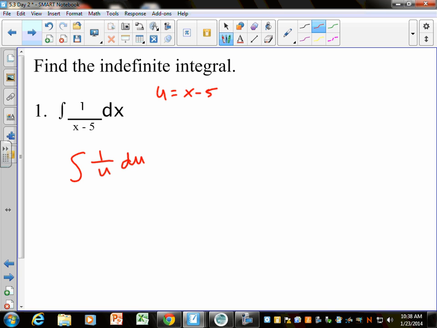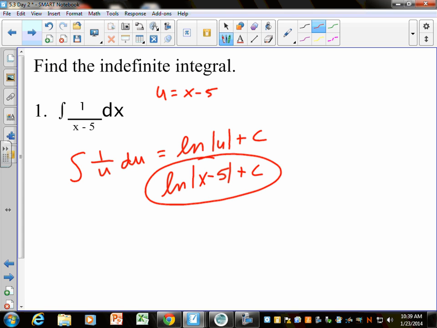You don't have to do this if you can just recognize it. But do you agree that if I change that to 1 over u, that's ln of u plus c? Follow me at all on that? And then I can just plug that back in. So I could say the ln of the absolute value of x minus 5 plus c. And again, the reason that we put absolute value bars around that is because you can't take the ln of a negative number, so you have to make sure that whatever you put in there wouldn't be negative.